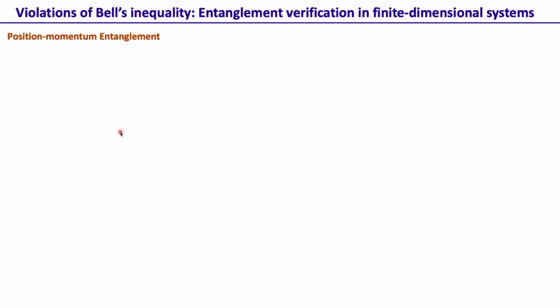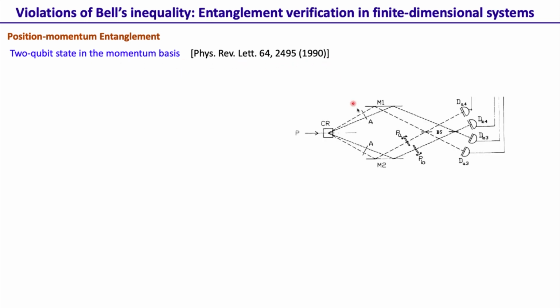But we can also use the continuous variable system in order to make a 2-qubit state, and thus also do the Bell violation there. So 2-qubit state in the momentum basis, the first experiment was in 1990, and in this experiment we have seen earlier as well. Two different directions were chosen such that the state that is coming out of down conversion is effectively of this form. That means when the signal has a direction q1, idler is q2, and when the signal is q2, idler is q1.